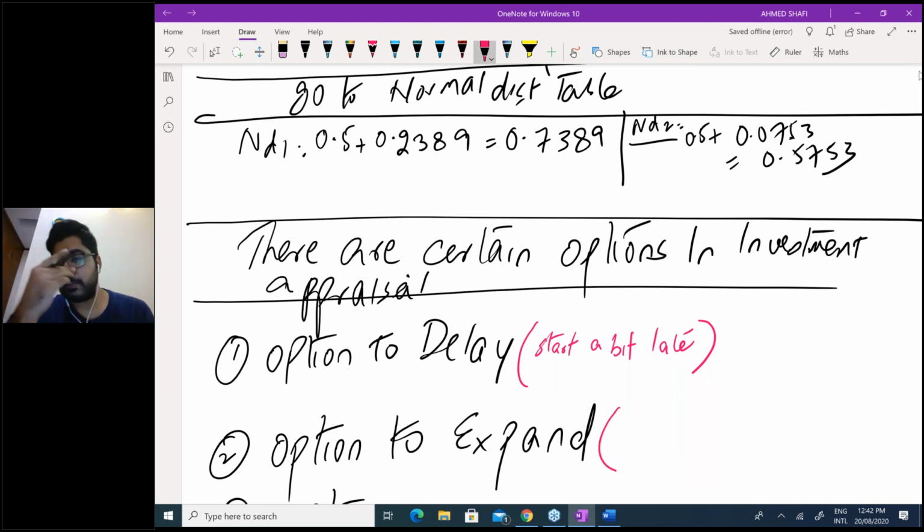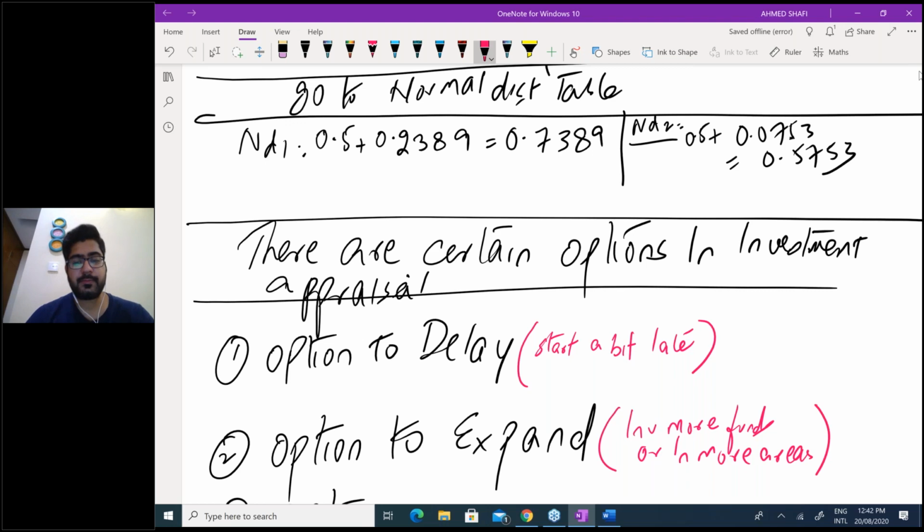Sometimes in investment appraisal, we get an option to expand. Option to expand is to invest more funds or in more areas. For example, you plan to invest in the UK market. There's always an option that you can enter into the Scottish market as well. Let's suppose you plan to enter into 3 cities. There's always an option that you can enter into 5 cities. So this is option to expand.